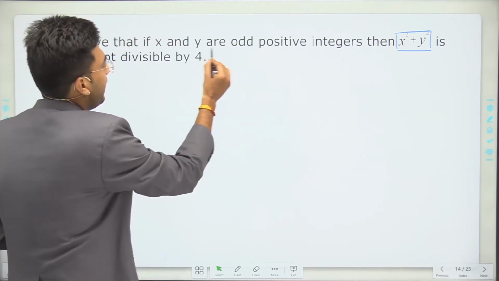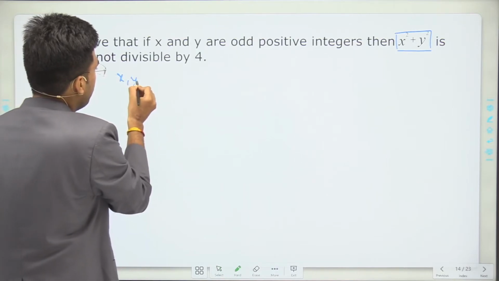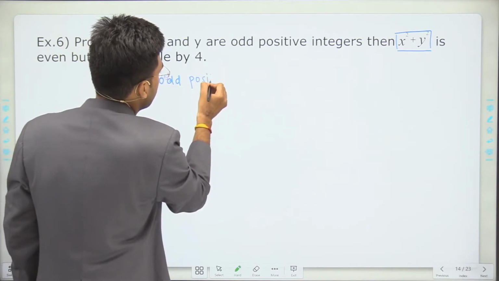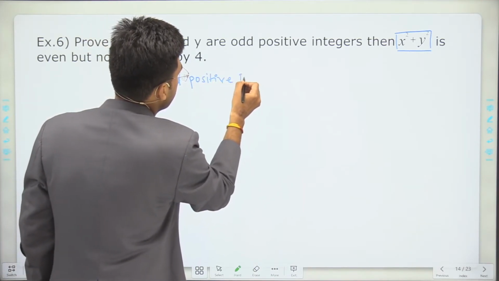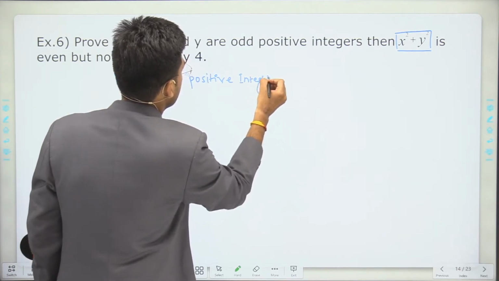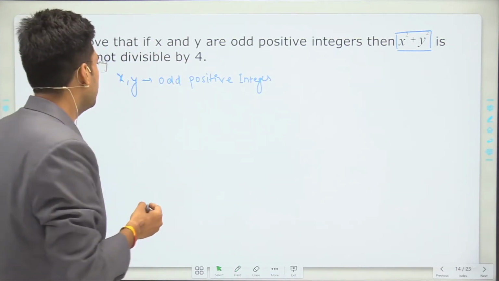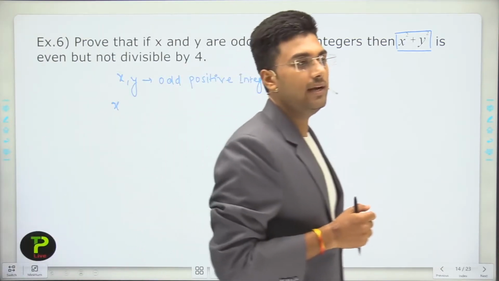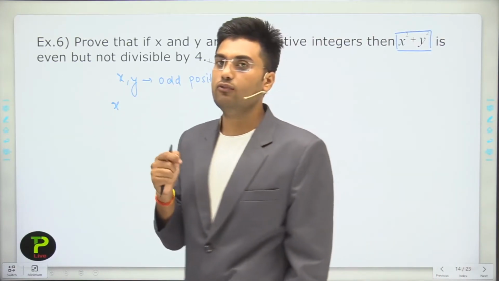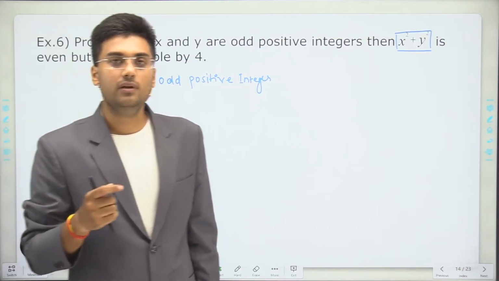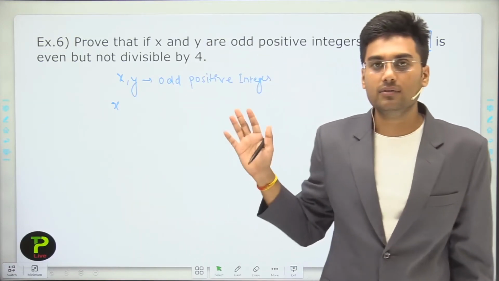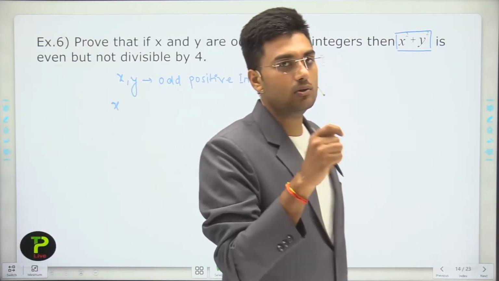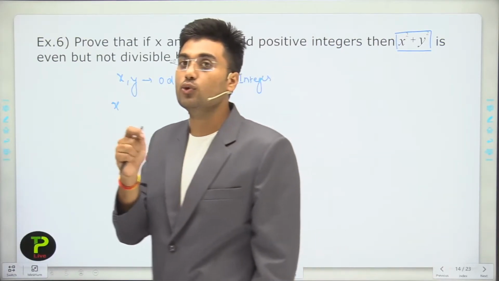here it is given that x and y are odd positive integers. Okay, now if it is an odd positive integer, then we know that any odd positive integer is in the form of 4q plus 1 or 4q plus 3, which we have seen in our previous example. But dear students, we can also take any positive odd integer as 2q plus 1.